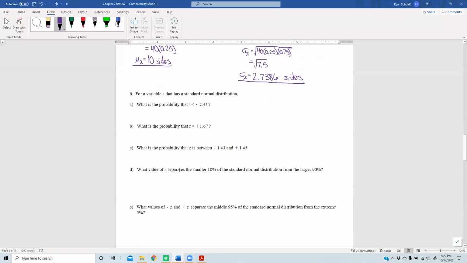Okay, number 6. They want us to use our normal table. So here they ask us the probability that Z is less than negative 2.45. You're literally just looking at your normal table. That's all you're doing. You search for negative 2.4 in the table on the side, and then at the top look for 0.05. If you look there, you'll find that that's 0.0071. That's all there is to it. Just you get it straight from your table. There's no work to be shown.